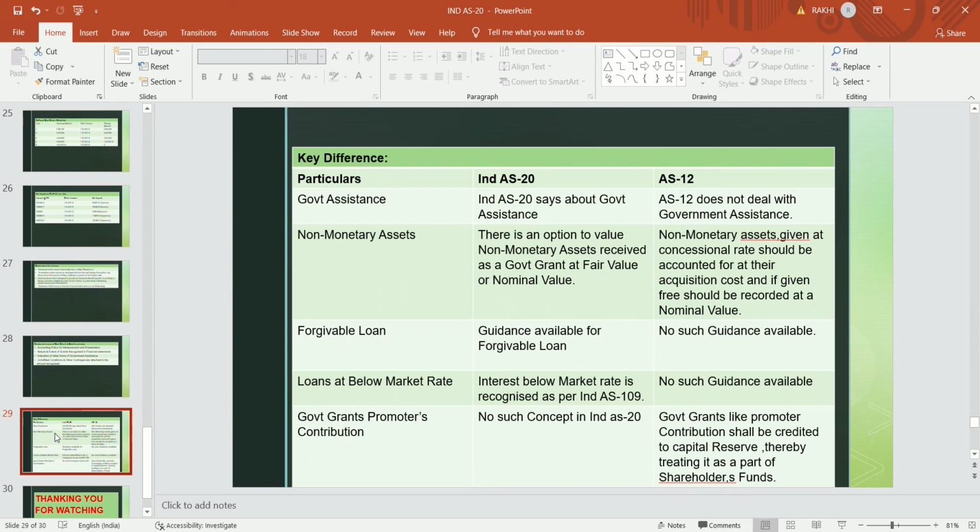Government grants, promoters' contribution. For this promoters' contribution government grant, there is no guidance in Ind AS 20, but that grant, like promoters' contribution, should be credited to capital reserve in AS 12. That guidance is available in AS 12. If the government has given any grant related to promoters' contribution, it should be credited to capital reserve and should be part of shareholders' funds.